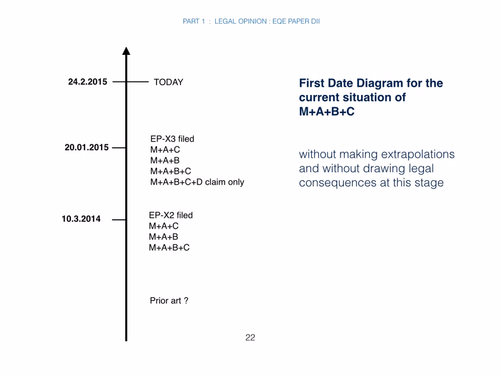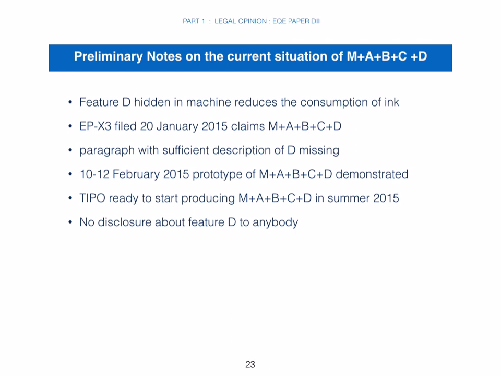Now we turn to the facts for M plus A plus B plus C plus D. Here, the new feature D is hidden in the machine and reduces the consumption of ink. EPX3 was filed on 20th of January 2015 for M plus A plus B plus C plus D. There was a paragraph missing with a sufficient description of feature D.